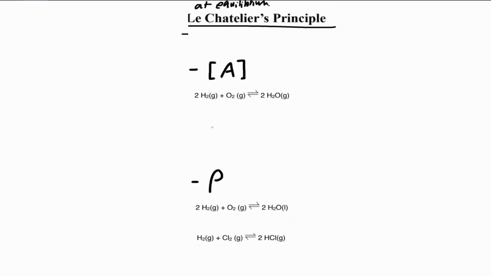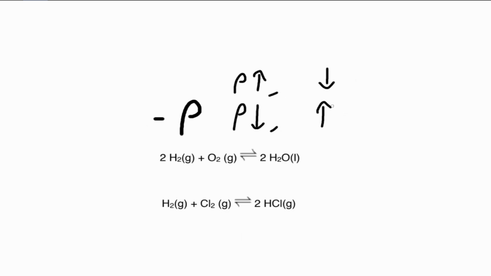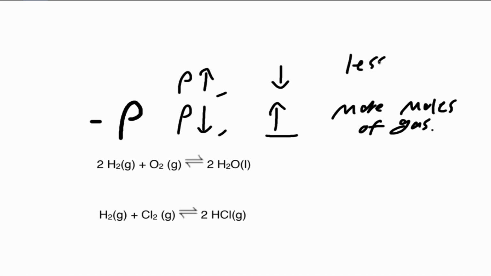Now let's talk about changing the pressure. If pressure is increased in the system, the reaction wants to decrease the pressure. And on the other hand, if the pressure of the system decreases, the reaction wants to increase the pressure. How do we increase the pressure? Well, if you want to increase the pressure, we want to make more moles of gas. And if you want to decrease the pressure, we want fewer moles of gas.